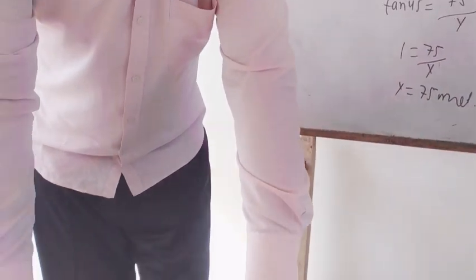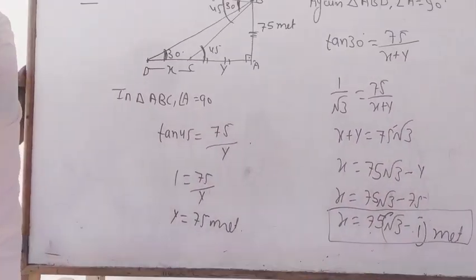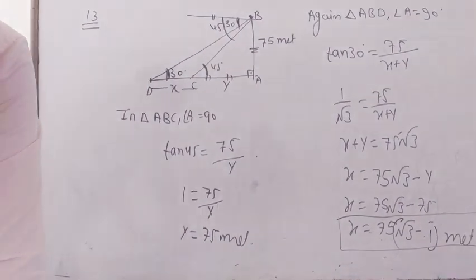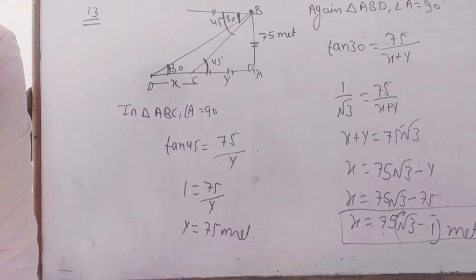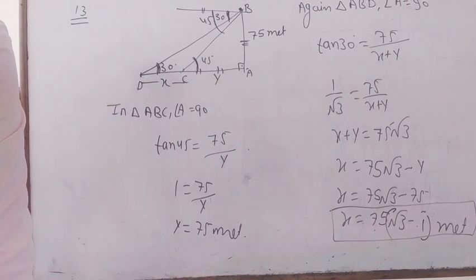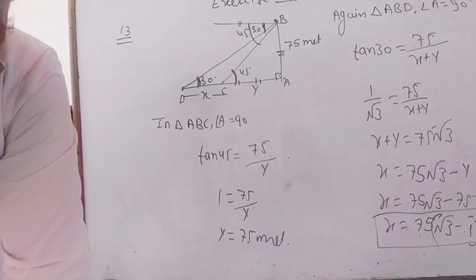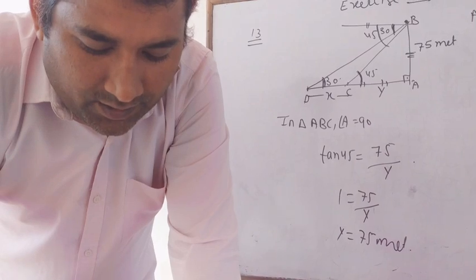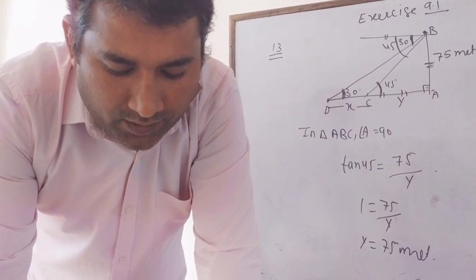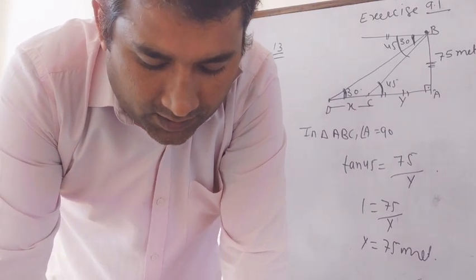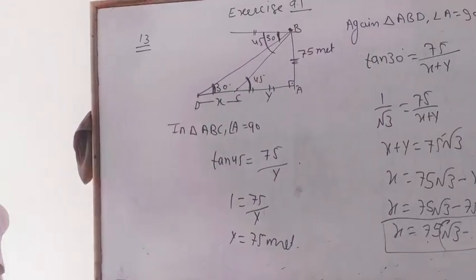Okay, next question number 14. A 1.2 meter tall girl spots a balloon moving with wind in a horizontal line at the height of 88.2 meter from the ground level. The angle of elevation of the balloon from the eyes of the girl at any instant is 60 degrees. After some time, the angle of elevation reduced to 30 degrees. Find the distance traveled by the balloon during this interval. Let us discuss.